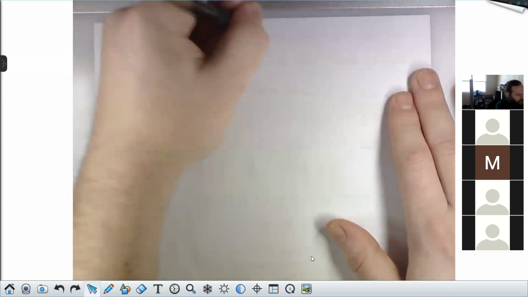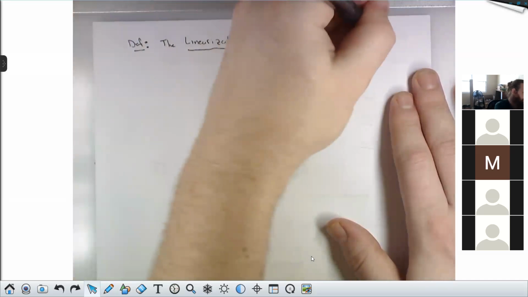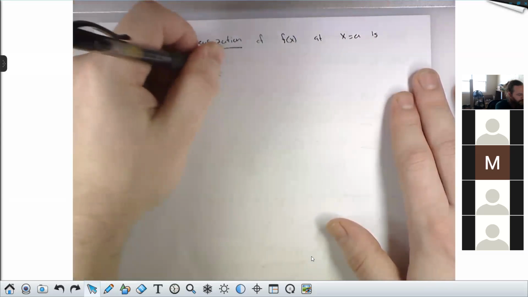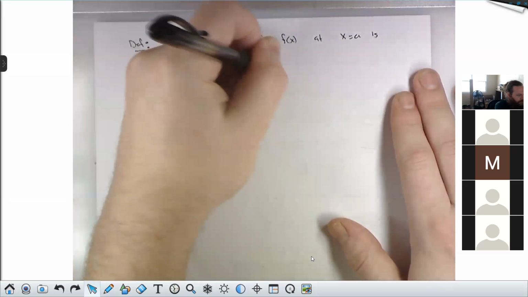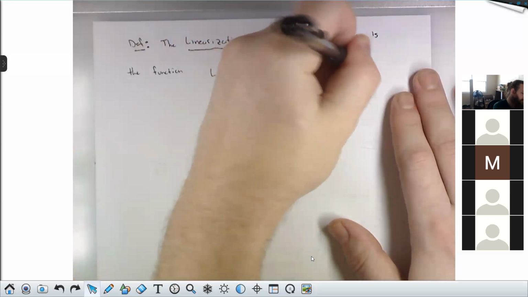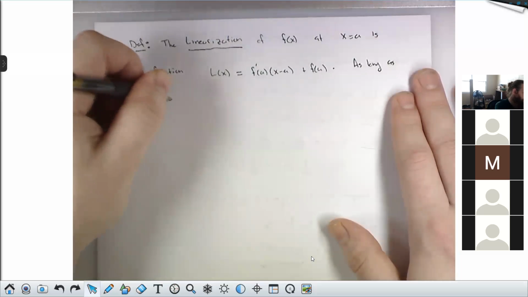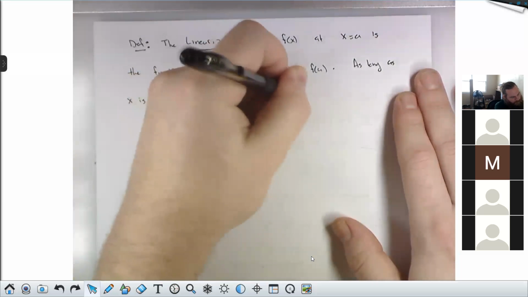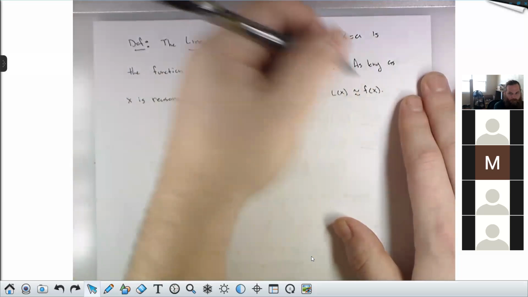The linearization of f of x at x equals a is the function L of x, which is f prime of a times x minus a plus f of a, as long as x is reasonably close to a, then L of x is very close to f of x.